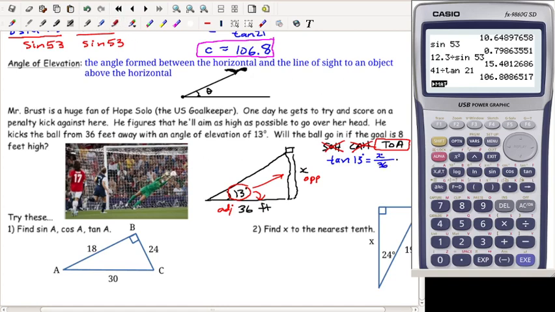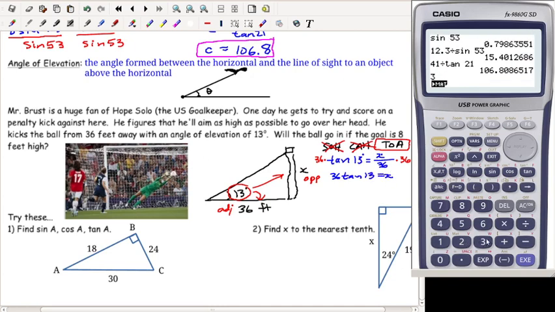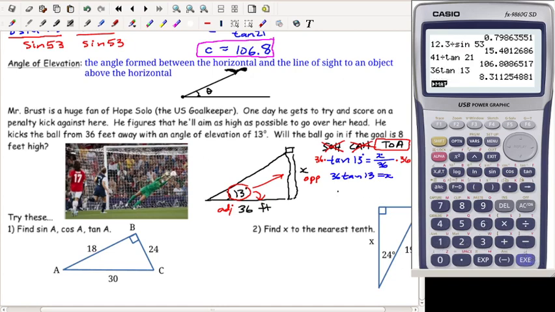To get the x by itself, because it's on the top, I don't need to multiply by x, I just need to multiply by 36. So I'm going to multiply both sides by 36. So I have 36 times the tangent of 13 is going to equal x. Type that into my calculator. And that tells me, oh no, Mr. Rust shot it at 8.311 feet. So will the ball go in the goal? No. Goes over the top. Too high. Poor Mr. Rust.